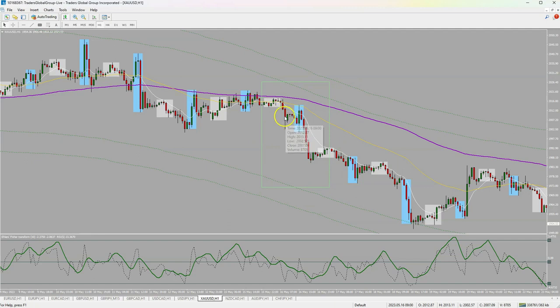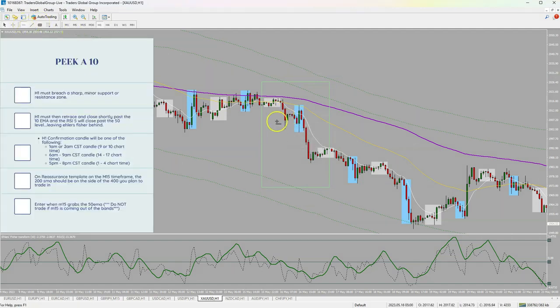Rule number 1: here's a minor area of sharp support. So I'm going to draw a line right there at the body where that body closes. Right here, H1 broke that area of sharp support, so rule number 1 is met. Rule number 2: it retraced up and closed shortly past the 10 EMA. At the same time, the RSI 5 closed above the 50 level, because we're looking to sell on this one, leaving the Ehlers Fisher behind. The Ehlers Fisher stayed down here. Rule number 2 is met.